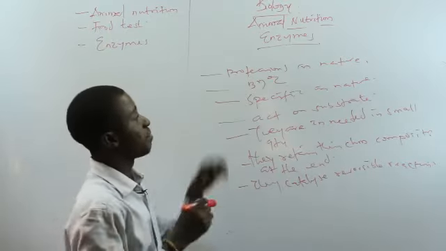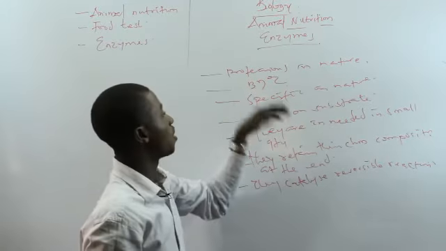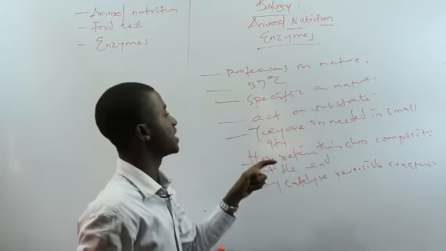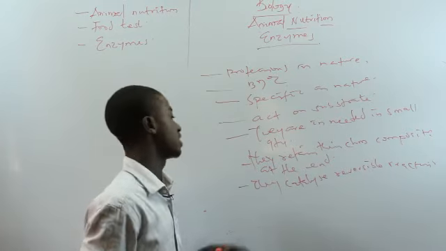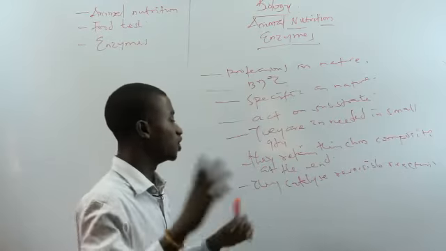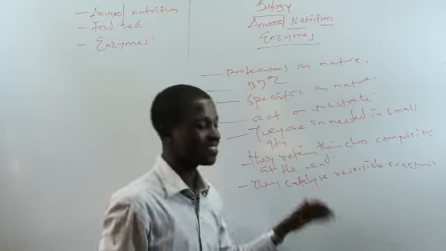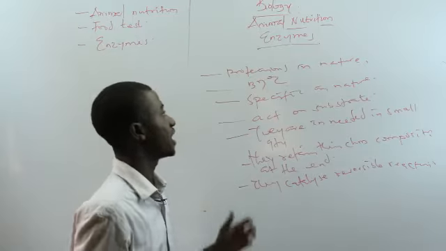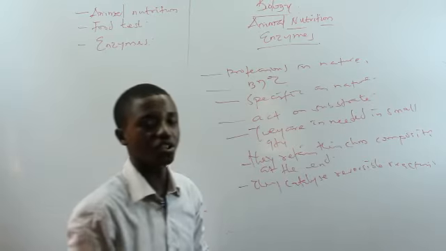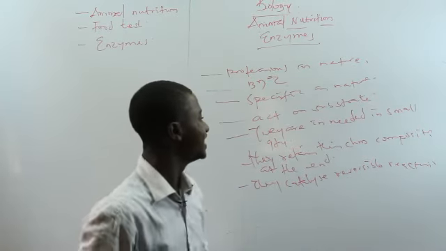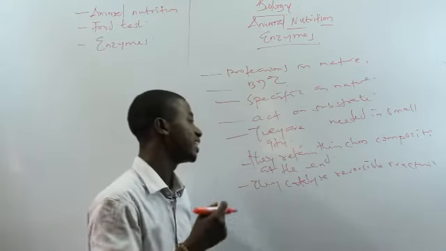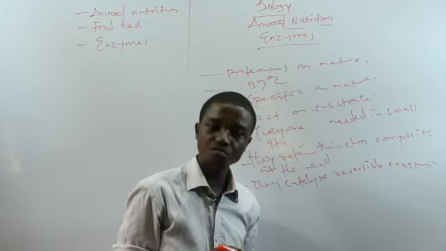So enzymes are proteinous in nature. They work best at 37 degrees Celsius. They are specific in nature. They act on substrate. They are needed in small quantities. They retain their chemical composition at the end of the reaction, which means they remain unchanged. And they catalyze reversible reactions.